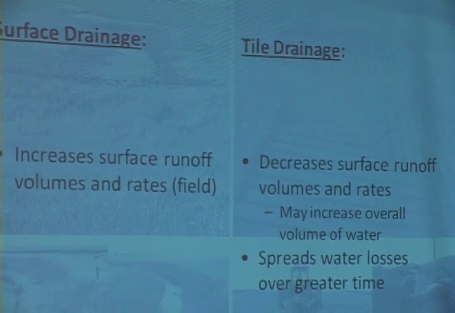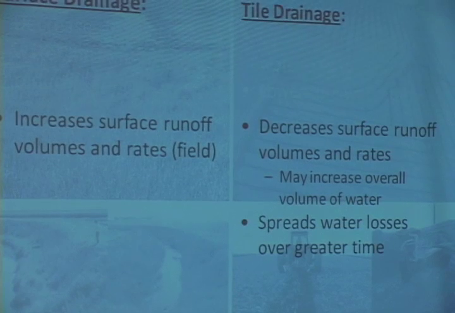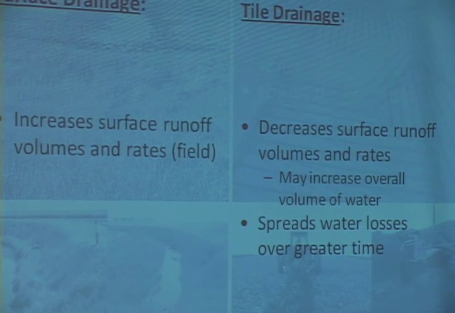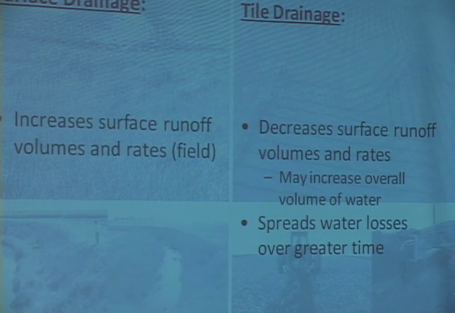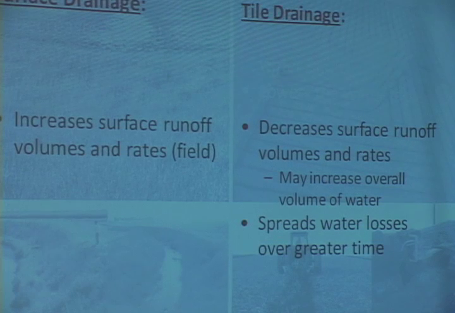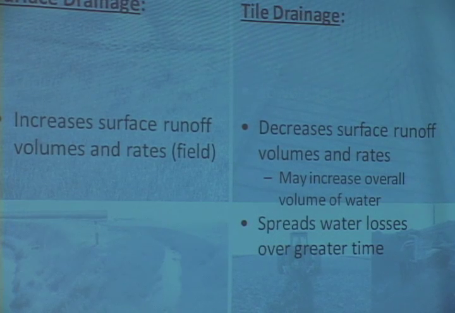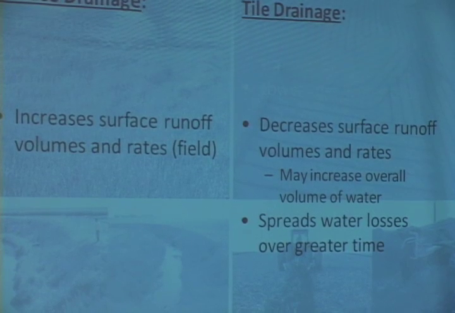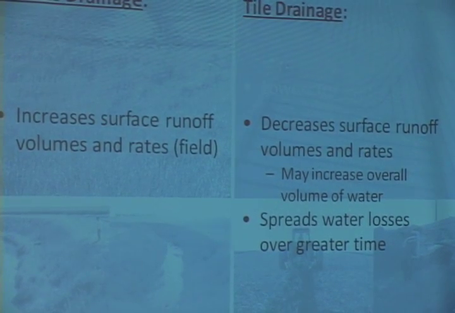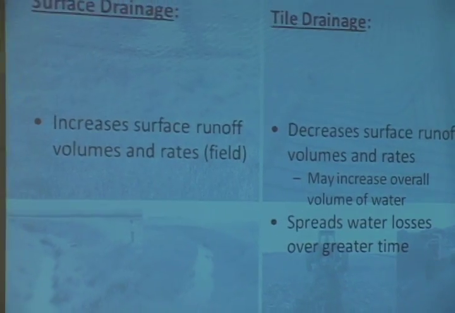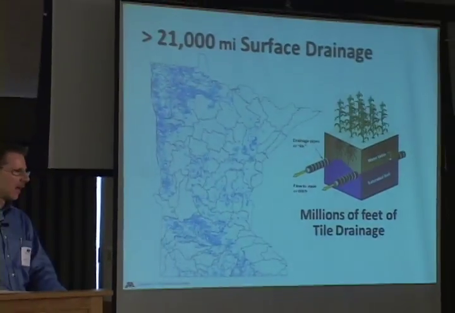Surface drainage tends to increase the volume and timing and rate of surface runoff, whereas tile drainage in general tends to reduce those things, tends to reduce surface runoff volumes and times. And it tends to spread the hydrograph out and spreads water yields from the field over a greater amount of time.